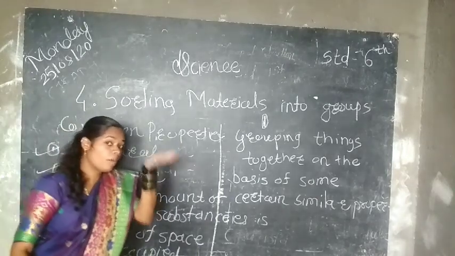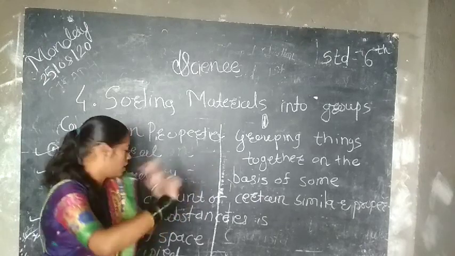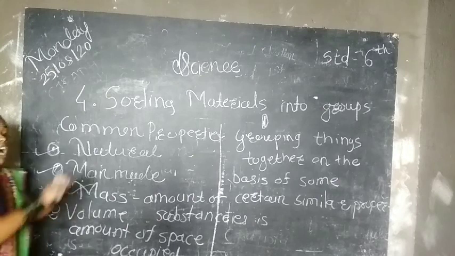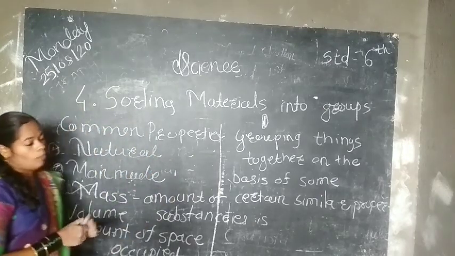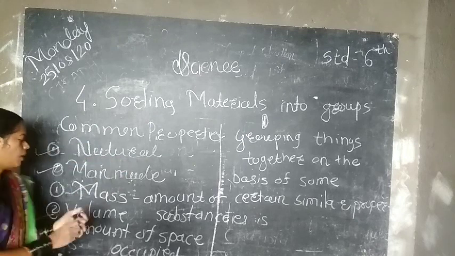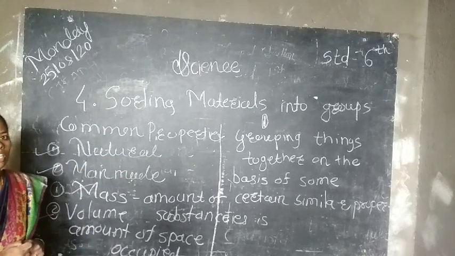See, mass and volume are two different things. Mass means amount of substance. It's heavy or not heavy, lightweight. Second, volume means how much space they occupy, like this. This much space they want, this much is the volume of that particular chalk. Is that clear to you?